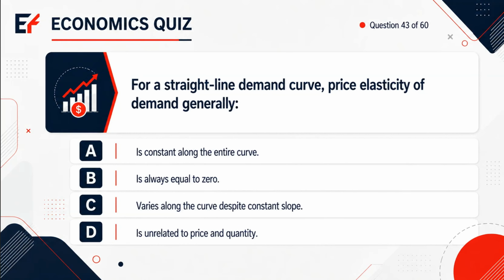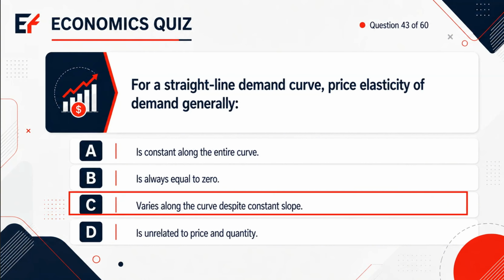Question 43. For a straight-line demand curve, price elasticity of demand generally: A, is constant along the entire curve. B, is always equal to 0. C, varies along the curve despite constant slope. D, is unrelated to price and quantity. The correct answer is C.